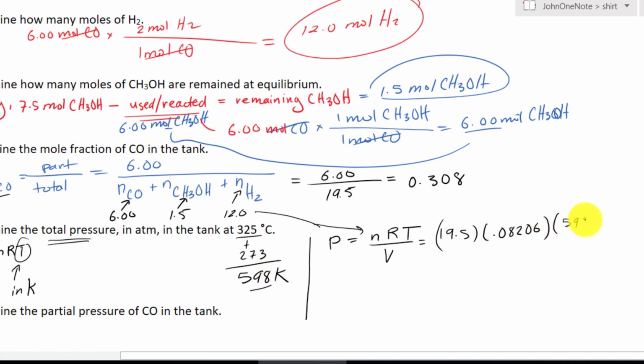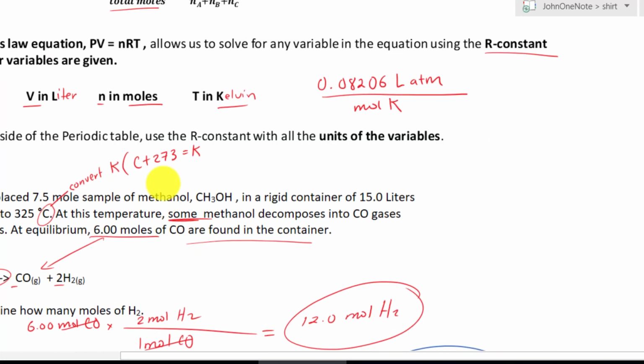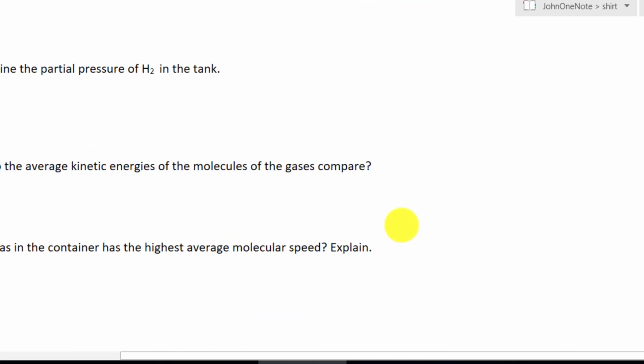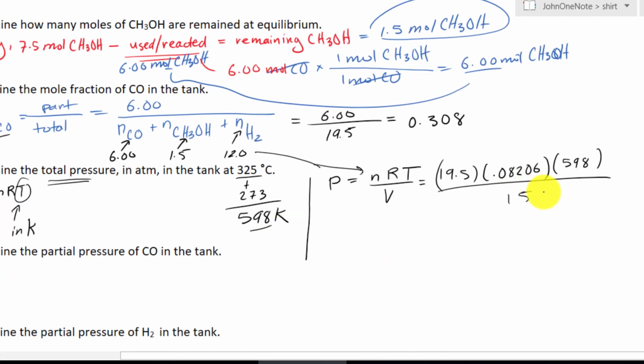So 598 K. Notice I didn't write any units down there because I want to simplify the math and not be confused by those variables. Then I divide by my volume, and the volume of the container is 15 liters right there. So let's solve this in a calculator. 19.5 times 0.08206 times 598 divided by 15. And what do we have? Our pressure is equal to 63.79 atm.